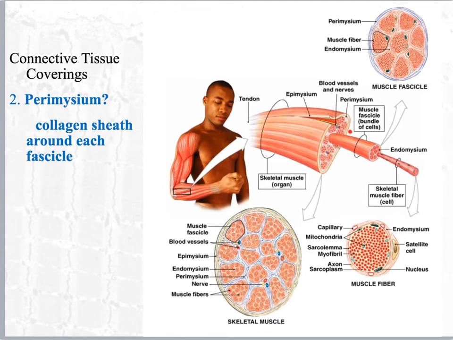You can see it here. And those fascicles are covered and surrounded by a fibrous membrane called the perimysium. Peri means around, so it's around the fascicles. So again, you can see muscle fiber. This looks like this with the sarcolemma. Then those are bundled together to make the fascicle, and you can see that here.